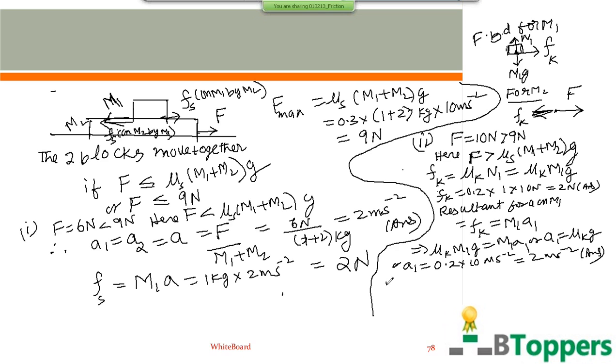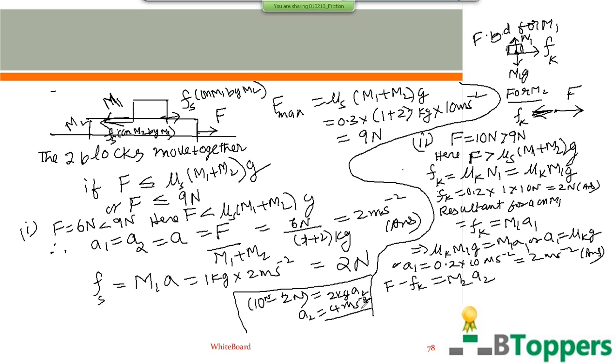Coming to the mass M2, the resultant force on M2 is equal to F minus Fk. From Newton's second law, that can be equated to M2 into A2, where A2 is the magnitude of acceleration. Here F is given to be 10 newtons. The magnitude of kinetic friction we have calculated is 2 newtons. The mass M2 is 2 kg. So (10 newton minus 2 newton) by 2 will be 4 meter per second square. So the magnitude of acceleration of M2 just after the force is applied is 4 meter per second square.